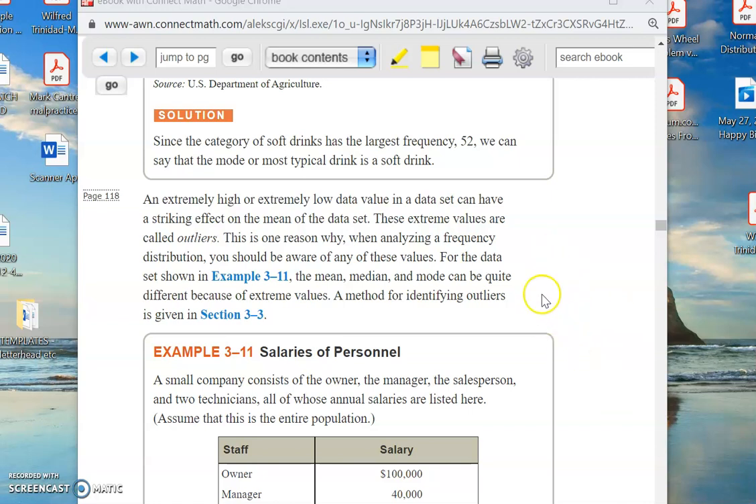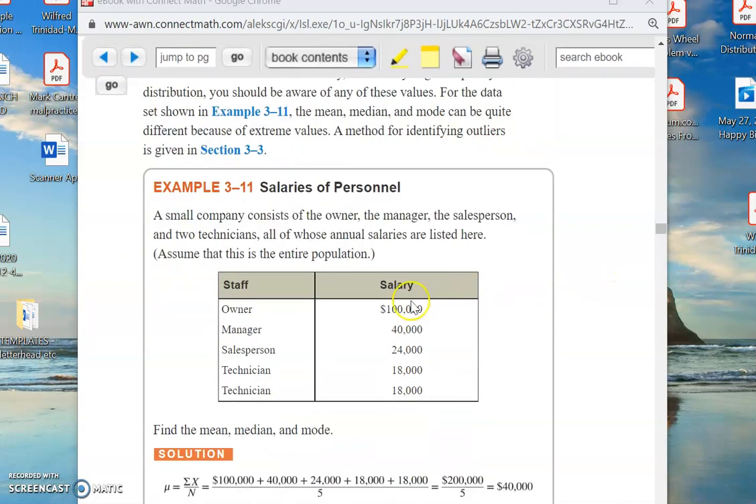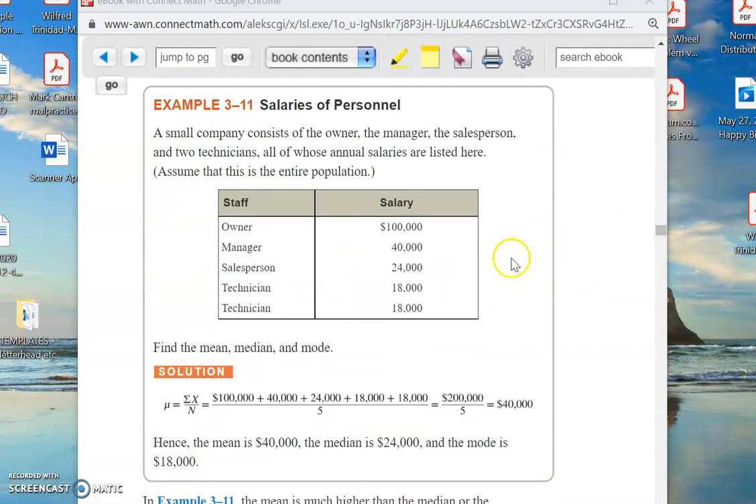So you sometimes will say, well, I'm going to toss out these outliers. That's why you call them outliers. They're outside the realm of the normal. So we toss them out. Here's a good example of that you can actually calculate.